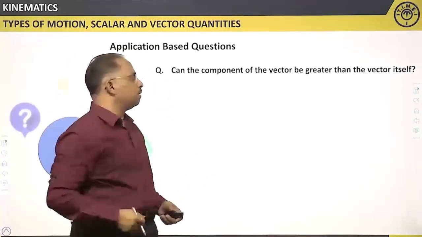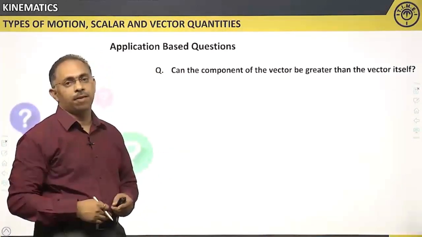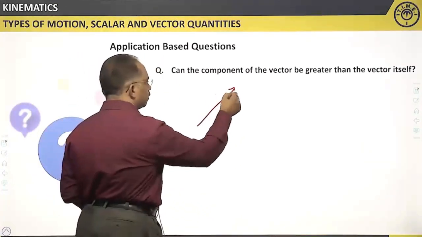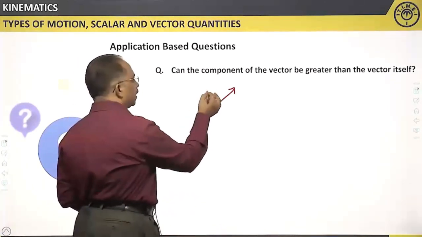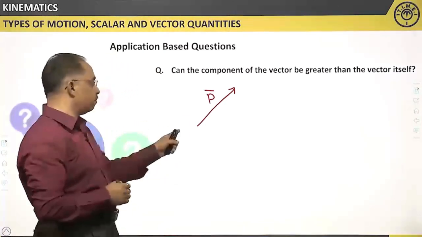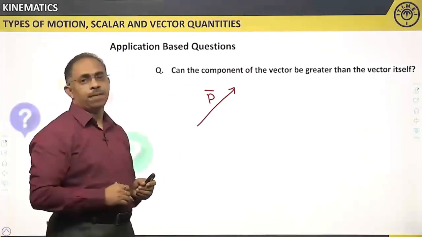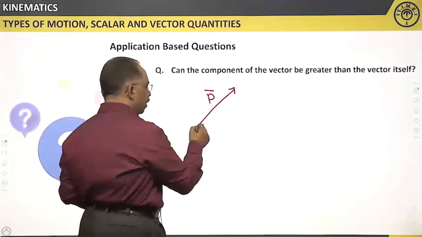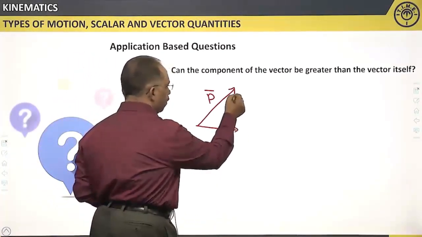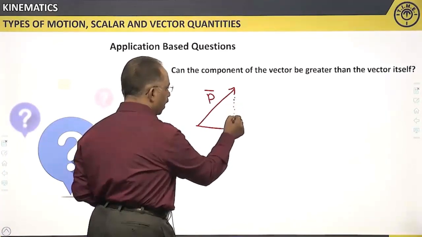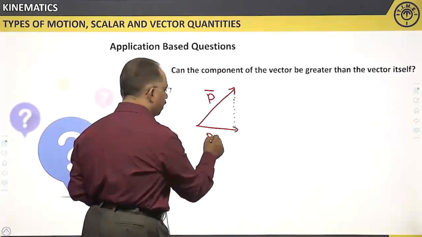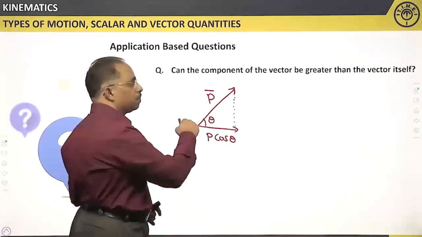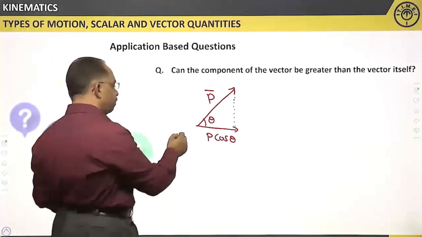The component of a vector, can it be greater than the vector itself? I am taking two components. Suppose I draw a vector like this. Okay, let me represent it as P. P is the vector drawn, the arrow is representing the vector P. So, I wanted to have the components of this vector. So, I will take one component along the horizontal. So, from here, if I take the dotted line down, so this will become P cos theta, where theta is the angle made by the vector P with respect to the horizontal. Let me write it as Px.